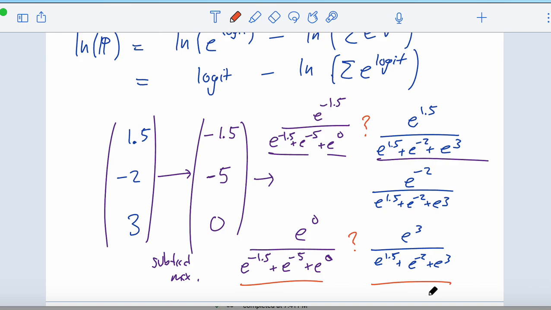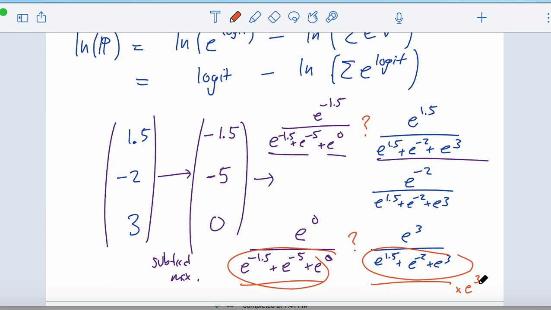Which one? The one on the right? I mean, the denominator at least, yeah. It's true. Okay, I 100% agree with you. The denominator on this one is bigger, right? And it's actually bigger by a constant factor than the denominator on the other one. To get from one to the other, what do you have to do? You multiply by e to the 3. And if you multiply by e to the 3, then the negative 1.5 becomes 1.5, negative 5 becomes negative 2, and 0 becomes 3. It's exactly going from there to there.